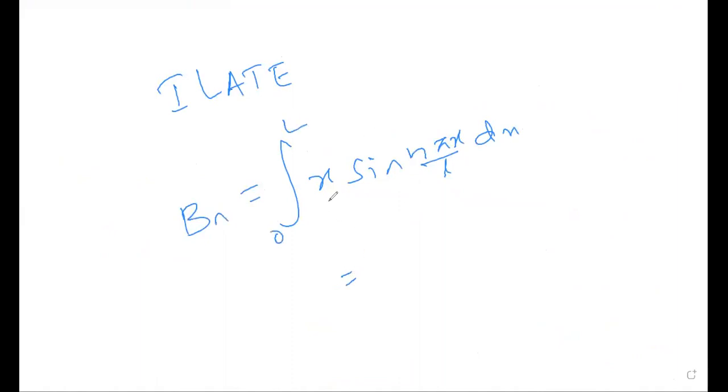So here, ILATE in the sense, algebraic comes first. So the order is this way. So choosing the u only, we are using the ILATE. So I guess you remember the solving method of the uv form of integral, isn't it? So what is that?